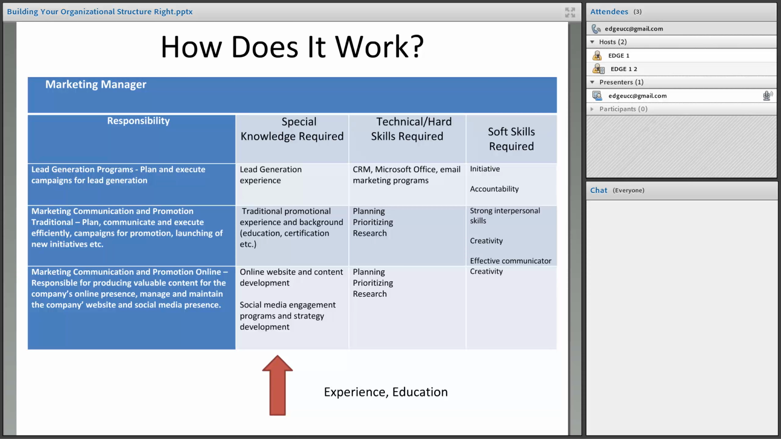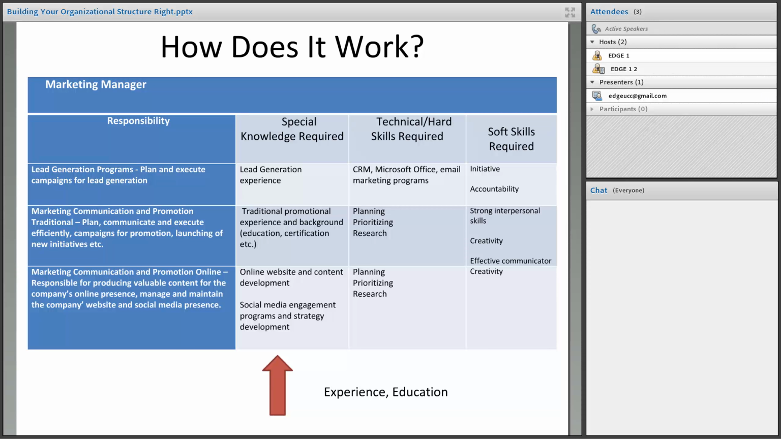So let's go to the lead generation programs, plan and execute campaigns for lead gen. So what's the special knowledge that's required? Well, they need to have lead generation experience. So now I'm getting some insights into what it is that I'm going to be posting as what I need for this job. Technical and hard skills, well, I want them to have CRM experience, so customer relationship management experience. In knowledge and skills, I need them to be working with Microsoft Office and to also have email marketing programs. So that's when you get into things like Constant Contact, for example, MailChimp. Those are all examples of that.